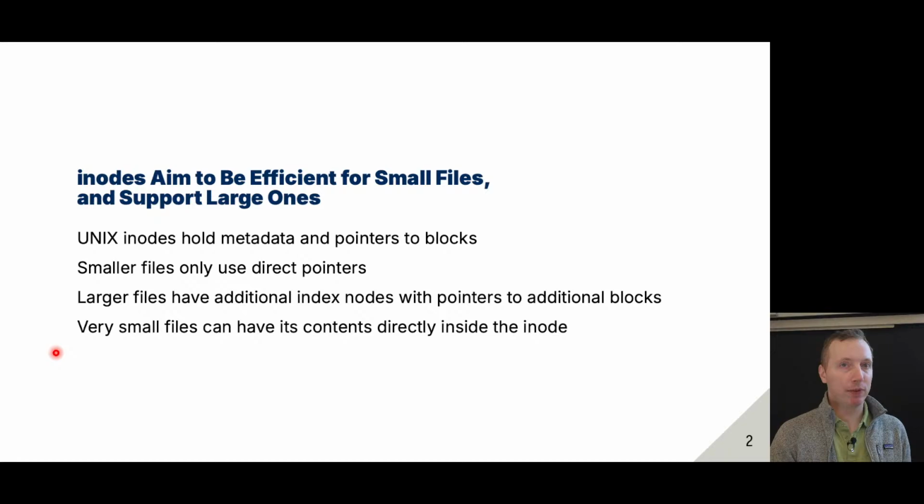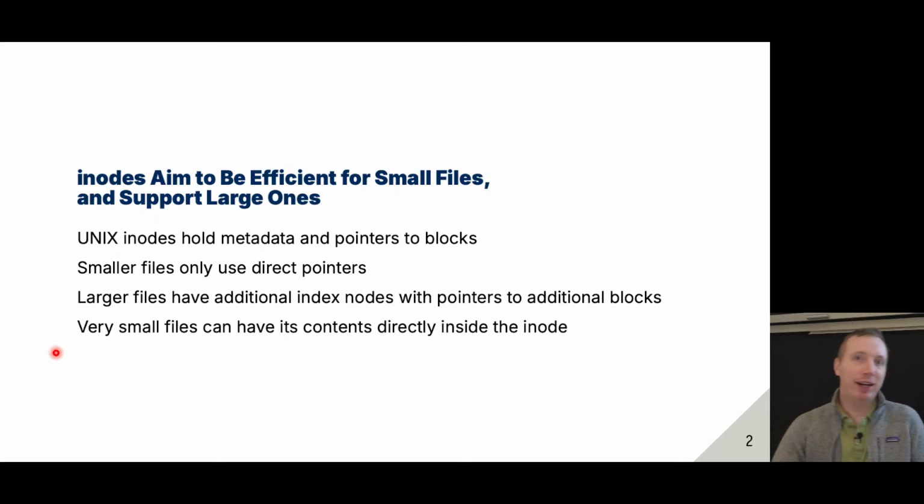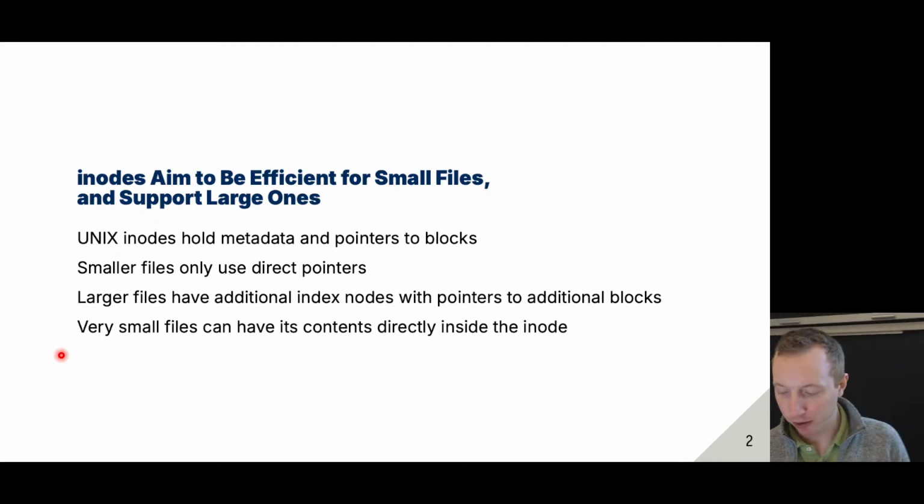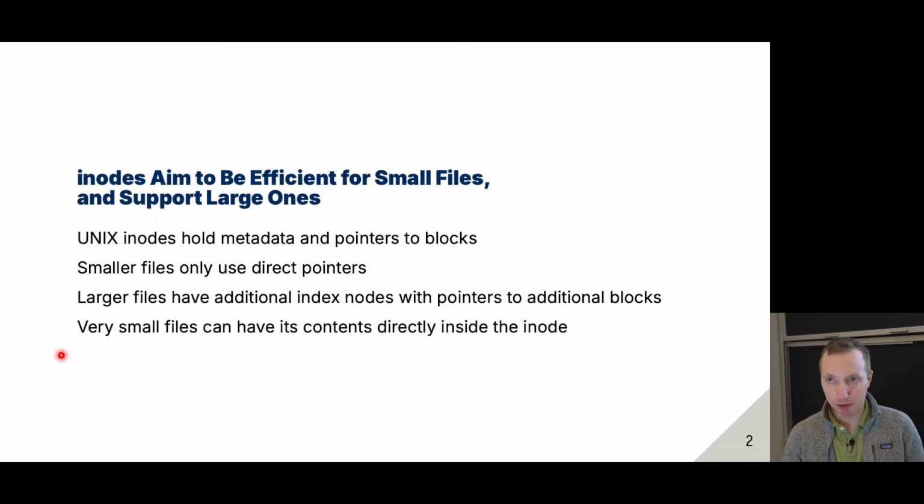For very small files, one optimization you can do for some types of files is this: assuming we have 15 pointers and they're 4 bytes each, that's 60 bytes. If the contents of my file is less than 60 bytes, I can just store the content of the file directly inside that space, since I don't need to point to anything.